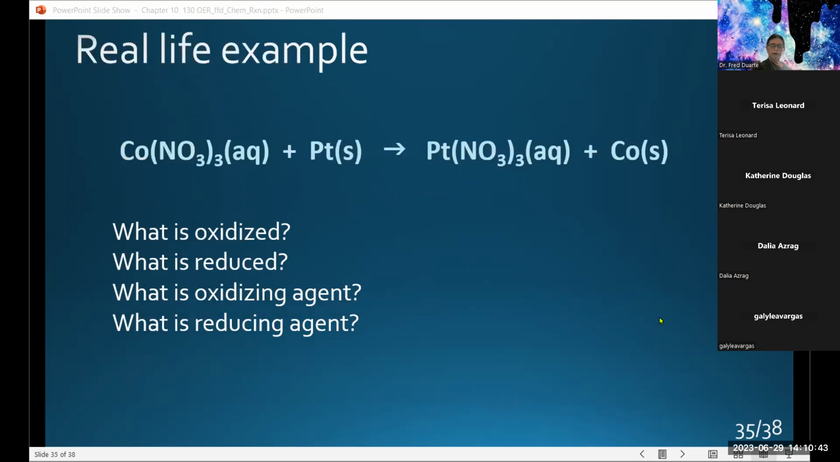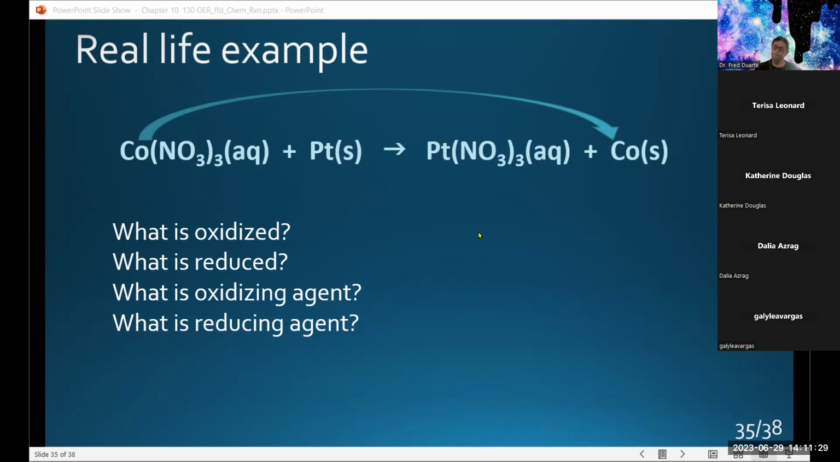Okay, here's another example. We have cobalt nitrate, specifically cobalt 3 nitrate. What is CO? Cobalt. Now can you look at that formula and tell me what is the oxidation state of cobalt, because it's attached to nitrate? What must cobalt be in this oxidation state?